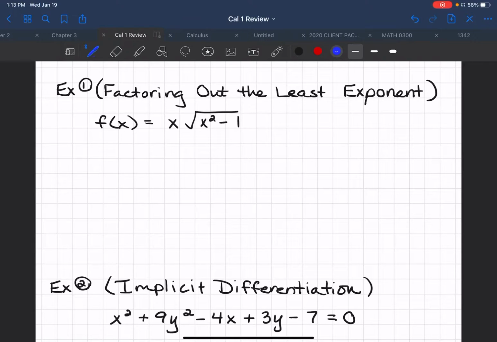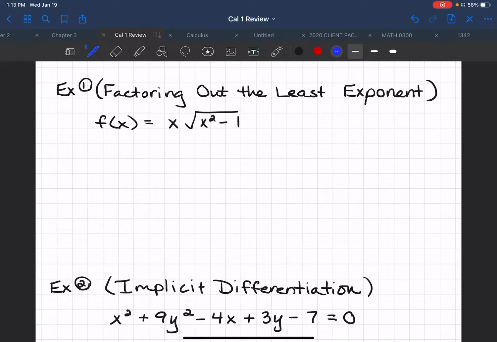Okay, we're going to do a couple more examples of taking the derivative. These are kind of special cases. The first one is factoring out the least exponent. And this one actually does a couple of the skills. We're going to have to use the product rule, the chain rule, and then when we simplify, we're going to need to factor out the least exponent.